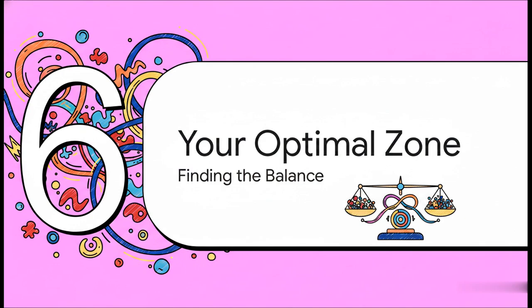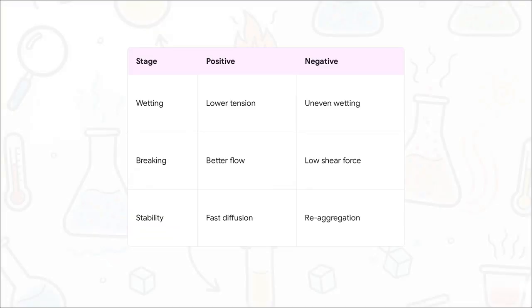So how do engineers actually fix this? Section 6, Finding Your Optimal Zone. Take a look at this matrix. It perfectly illustrates how every single time a temperature increase solves a kinetic problem, bam, it simultaneously creates a thermodynamic failure point. It helps wetting, but evaporates your solvent. It improves flow, but absolutely kills your shear breaking force. It speeds up your dispersants, but then rips them right back off the particle. You just can't maximize one variable without completely punishing another.